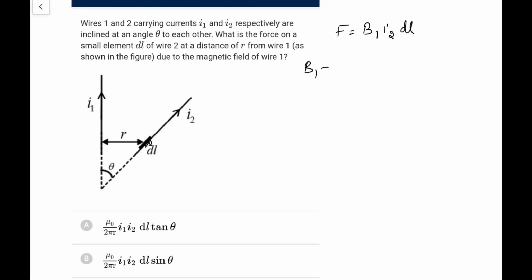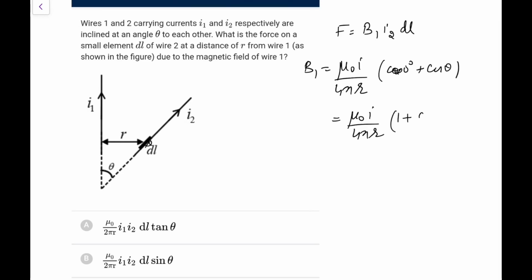Now what is B1? B1 would be mu naught I upon 4 pi r. One would be cos 0, but the other angle is given as cos theta, so it would be 1 plus cos theta. So mu naught I upon 4 pi r, into 1 plus cos theta, that we are going to write here, into I2 dl.